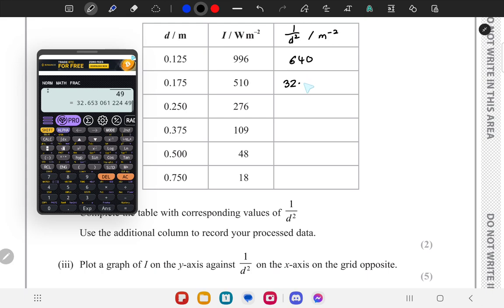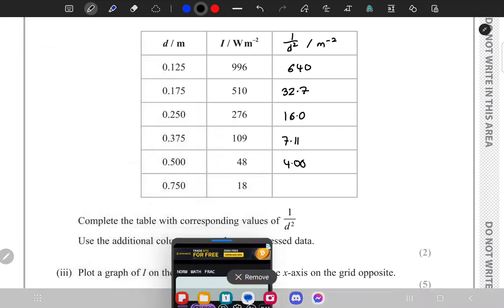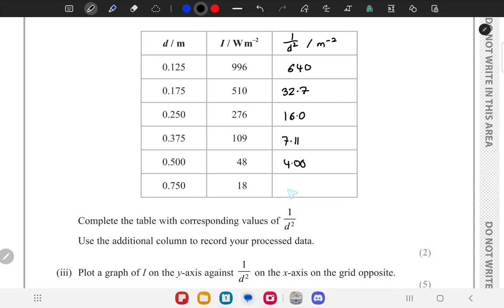So 32.7. Now for 0.250, we'll get 16. For 0.375, we'll get 7.11. For 0.5, we'll get 4.00, and for 0.75 we'll get, oops, I'll just calculate it. This value will come out to be 1.78.